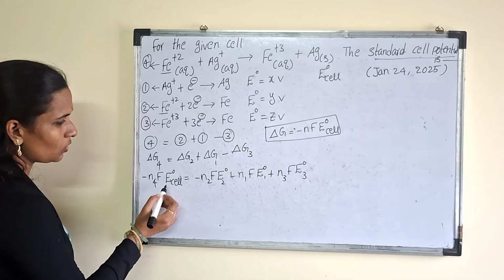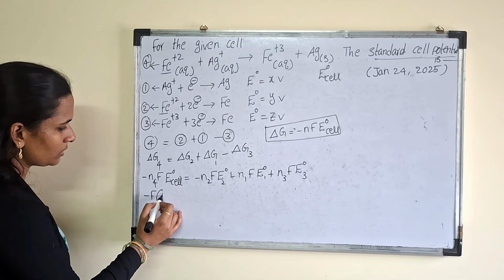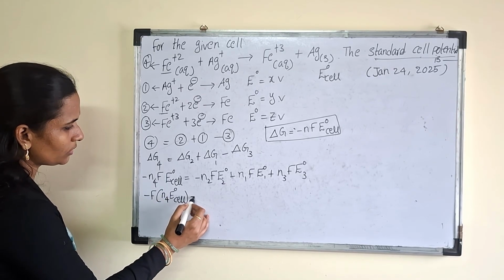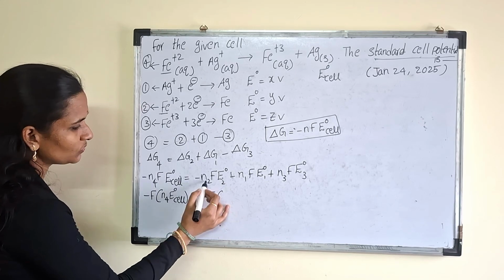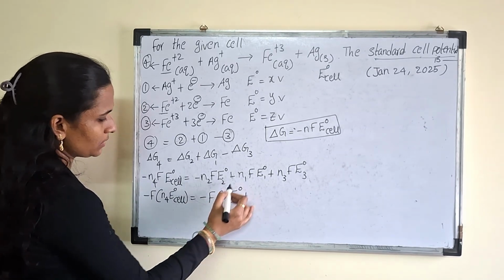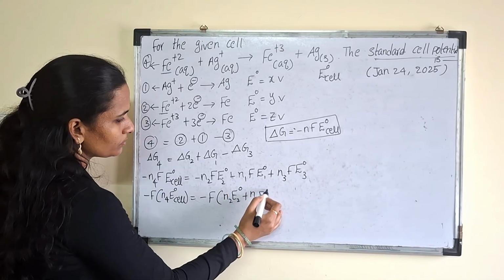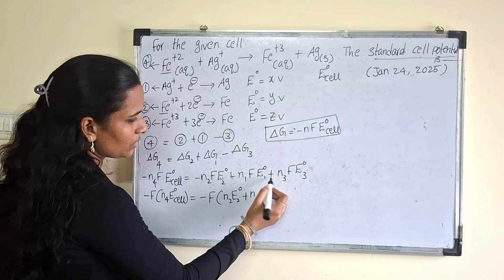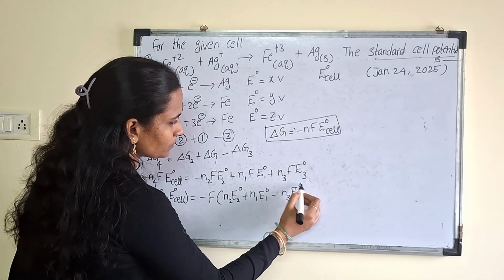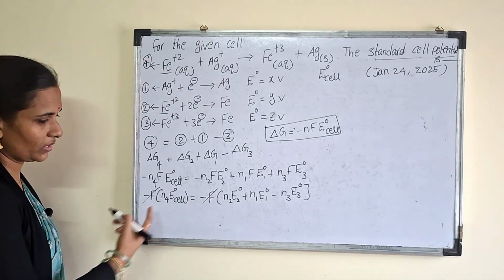Now in all these terms, minus F is common, so take minus F as common. Then N4 E naught cell equals minus F times N2 E2 naught plus N1 E1 naught minus N3 E3 naught. The minus F on both sides cancels.